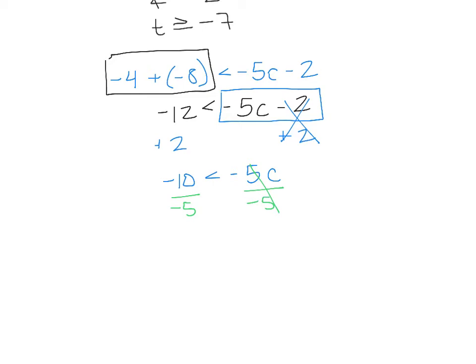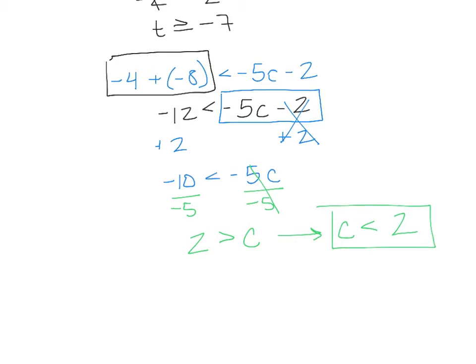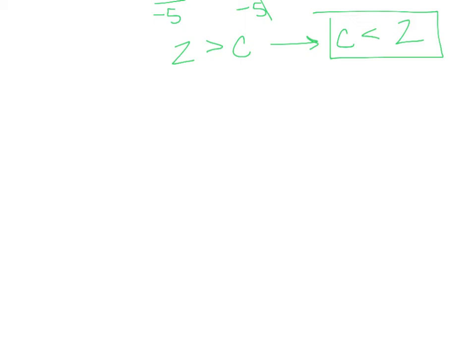However, I divided by a negative number, so I have to flip the sign, and then I need to rewrite that if I was going to graph it. So I would rewrite it like this, so we can follow our easy graphing rules. Okay? Let's look at the next problem.